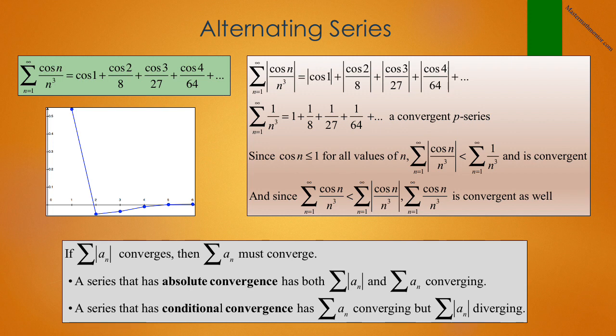This problem can be summed up by a general rule and several new definitions. If summation of the absolute value of a sub n converges, then the summation of a sub n must converge as well. So a series that has what we call absolute convergence has both summation of the absolute value of a sub n and summation of a sub n converging. But a series that has conditional convergence has summation of a sub n converging, but the summation of the absolute value of a sub n diverging.